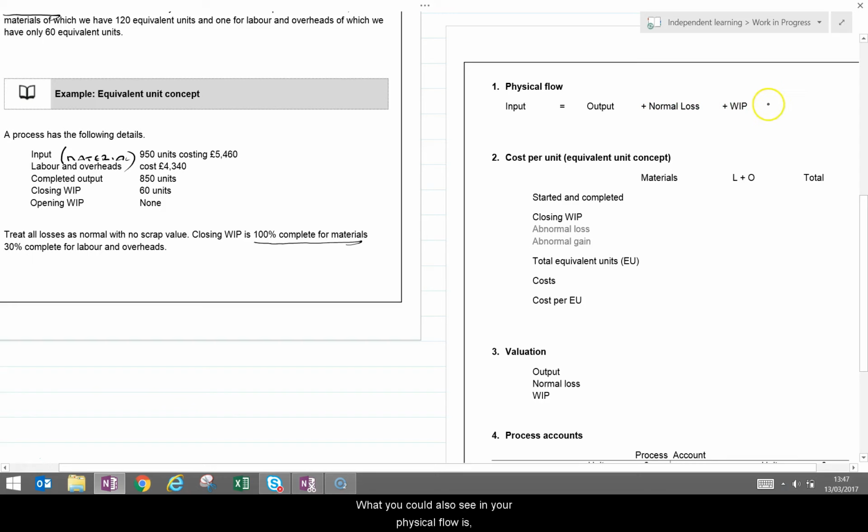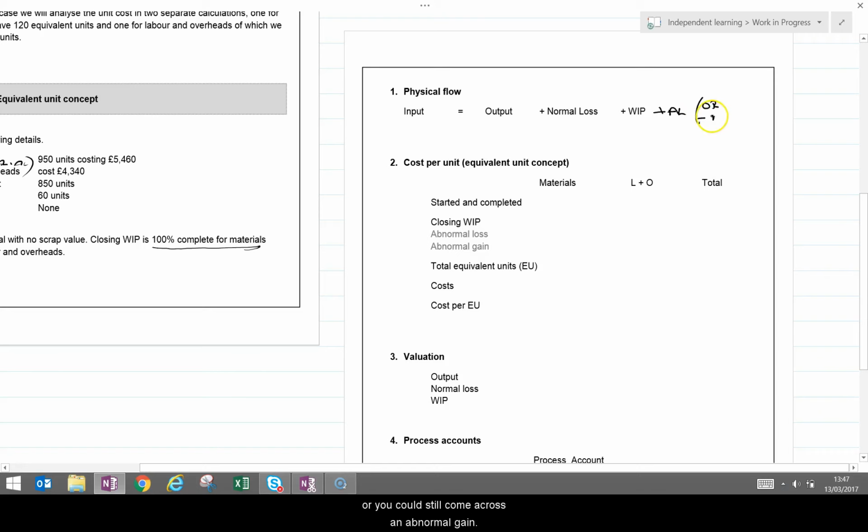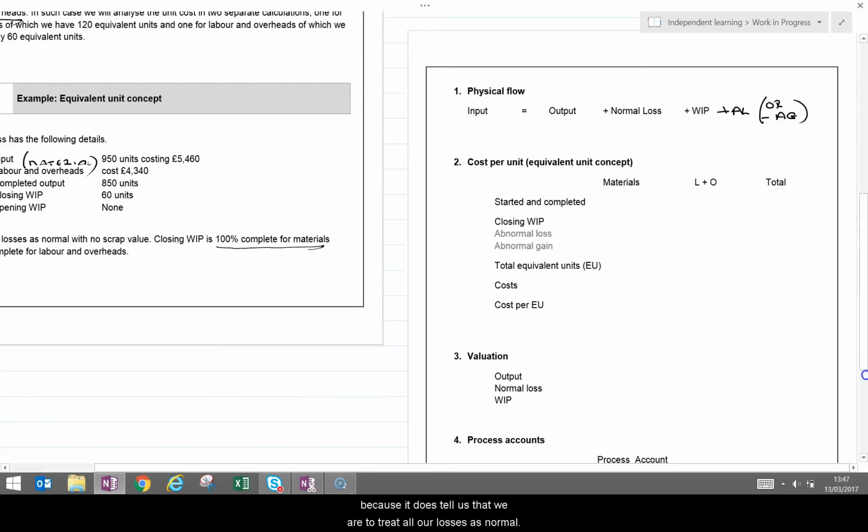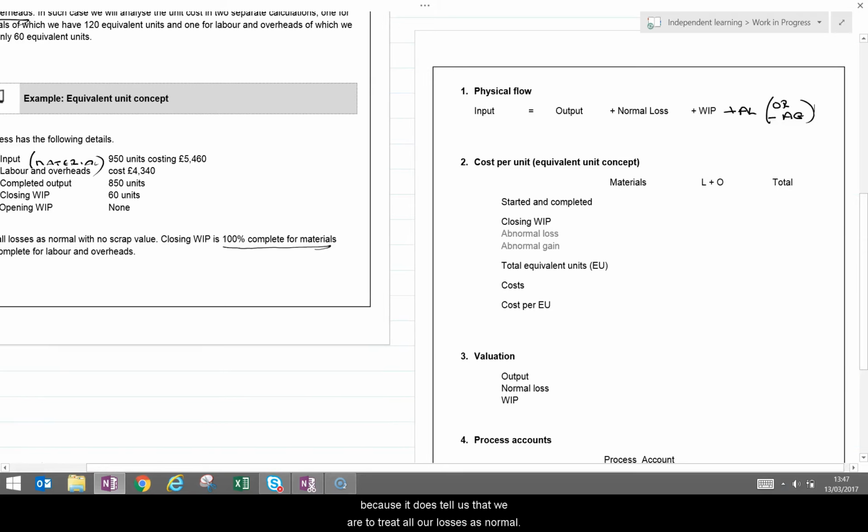What you could also see in your physical flow is, as you've seen before, you could still come across an abnormal loss, or you could still come across an abnormal gain. And remember, you add your losses and take off your gains. In this example, we haven't got abnormal loss or gain because it does tell us that we are to treat all our losses as normal.